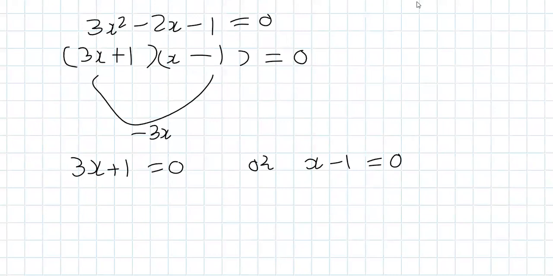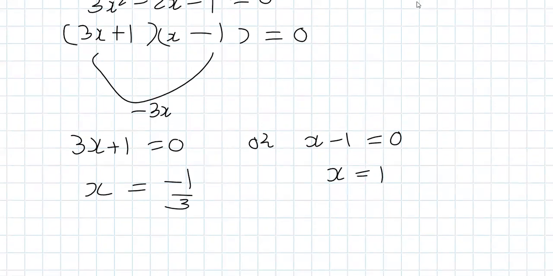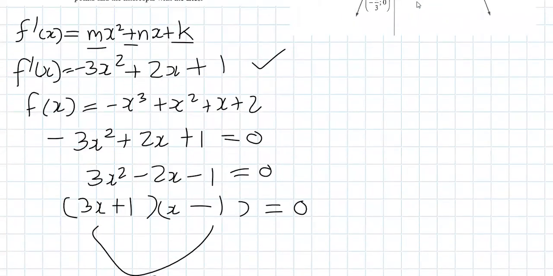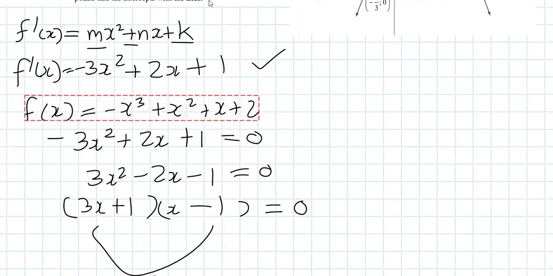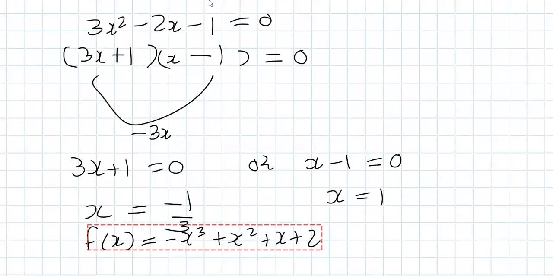We take the 1 over the equal sign, it's -1, divide by 3. So x is equal to -1/3, or take the 1 over the equal sign on this side, and we have x equal to 1. So those are our two x's. We need to sub them back into our f of x in order to find our corresponding y's. Let's just grab that.